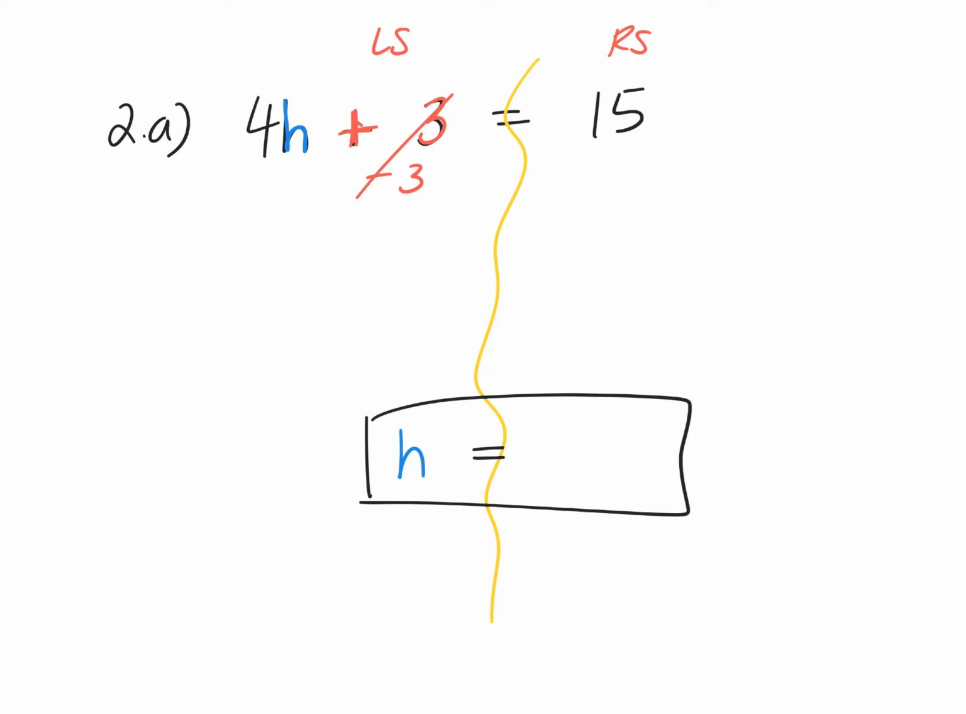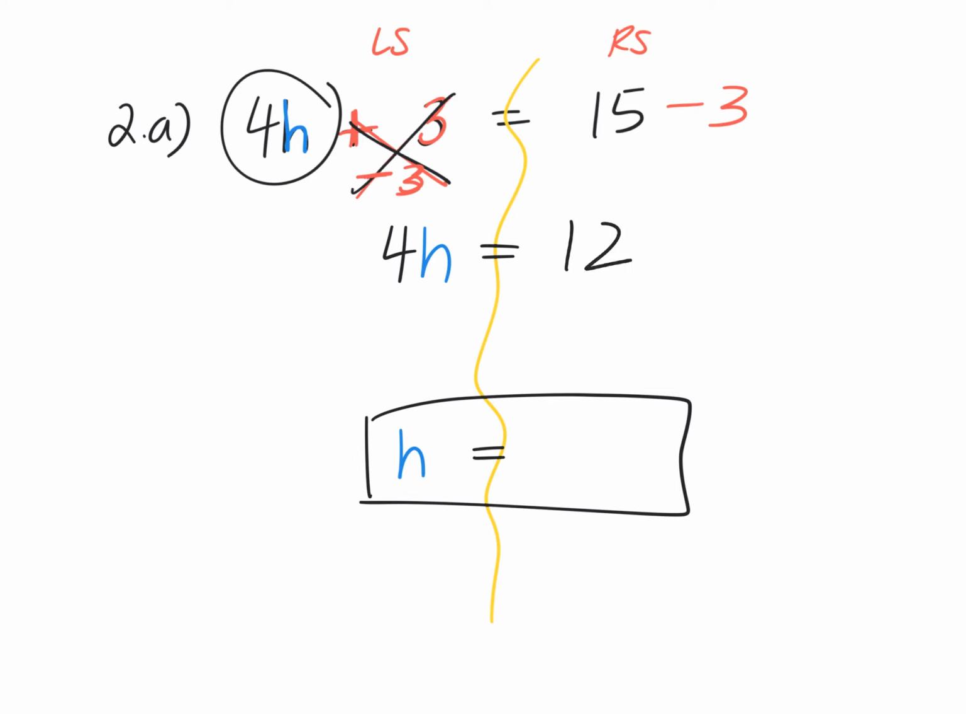Minus 3. 3 take away 3 is nothing. What am I left with on the left side? Just the h? What do I have left on the left side? I got rid of this. Just the 4? I have the 4h, not just the 4. I have 4 times h still. But I took away the 3 here. So what do I have to do on the right side? Take away the 3. What's 15 take away 3?